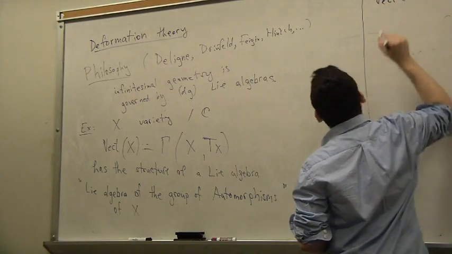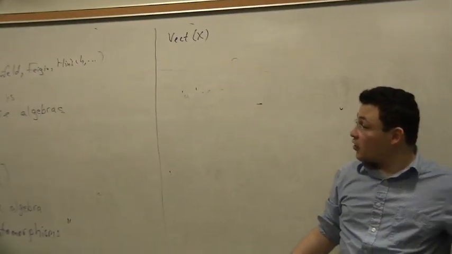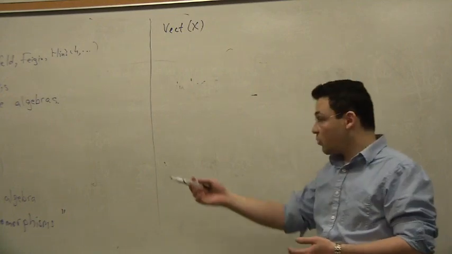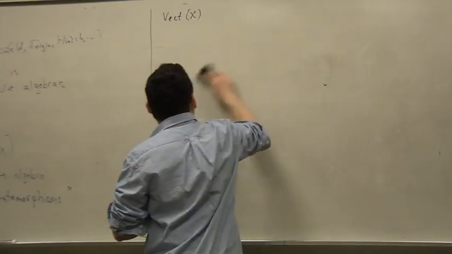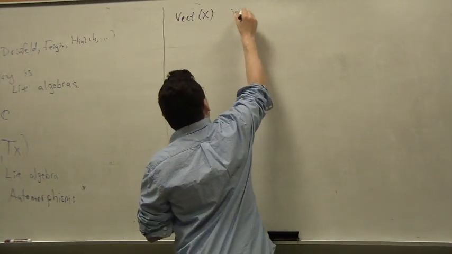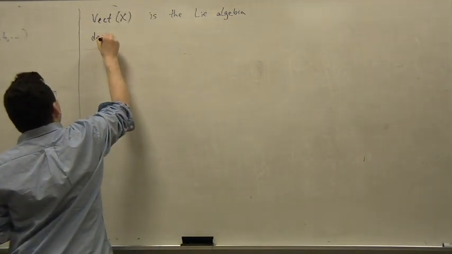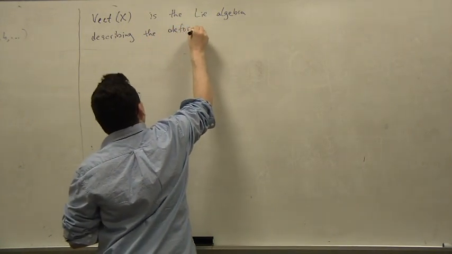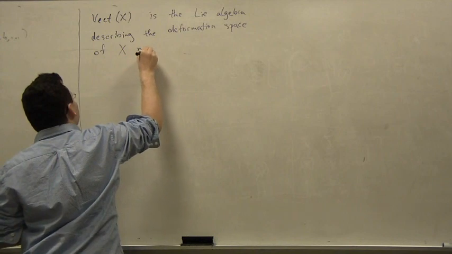Is it always an algebraic group? Well, I'm being vague about what I mean by an algebraic group. In the case that X is proper, then this will be finite dimensional, and this really will be an algebraic group. This really will be its Lie algebra. Although I want to consider more general situations. It can be, for instance, infinite dimensional. So this Lie algebra is the Lie algebra describing the deformation space of X near the trivial deformation.